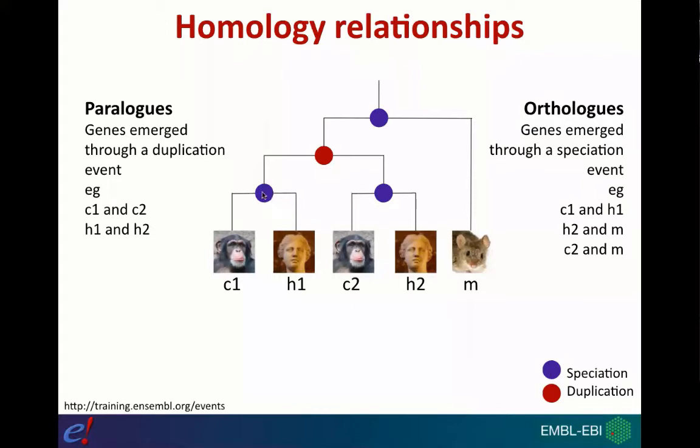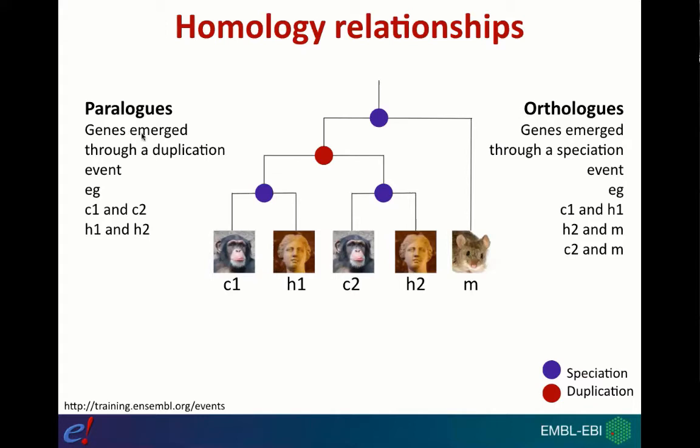So you can see here there's a speciation node at this position in the tree and at this position in the tree as well. And we can see that the genes that are connected through that speciation event are orthologs. So you can see that C1 is an ortholog of H1, and equally C2 is an ortholog of H2, and in fact H1 is an ortholog of the mouse gene as well.